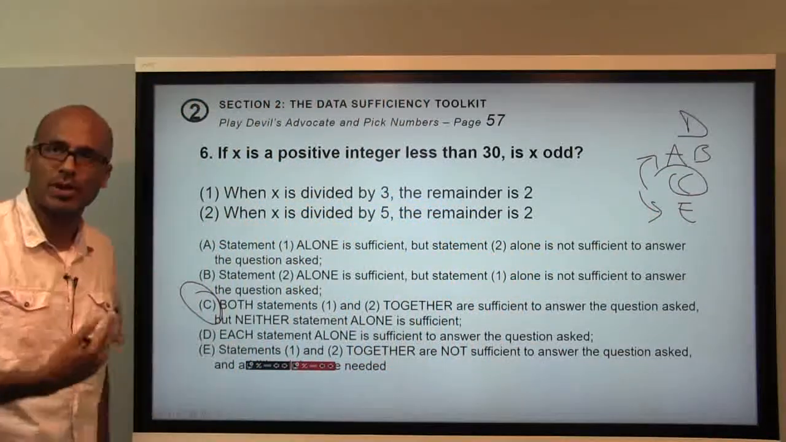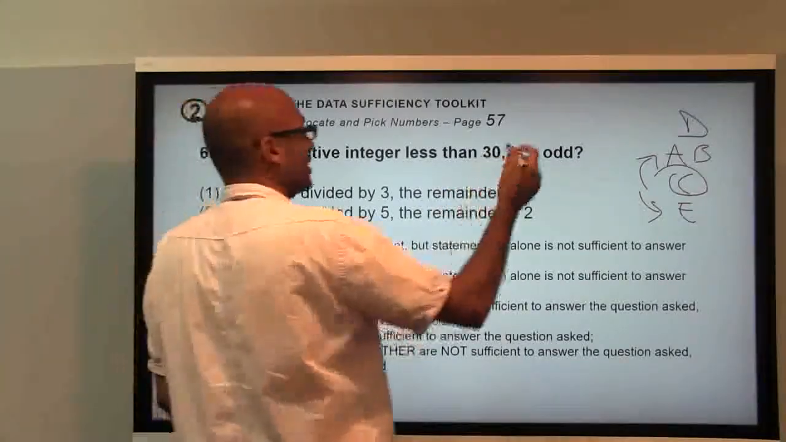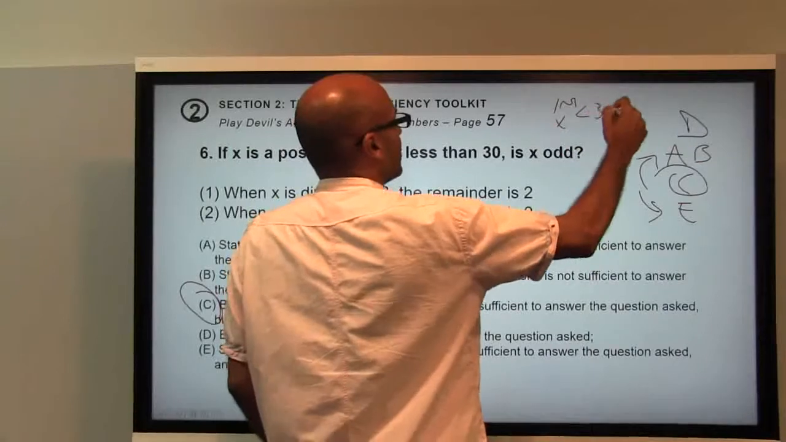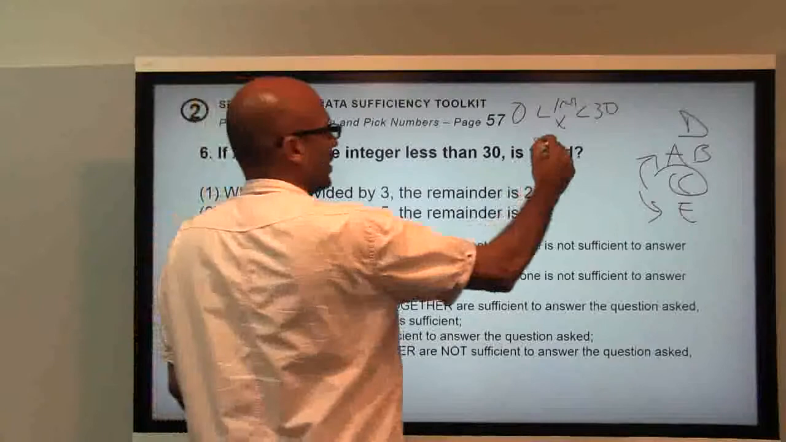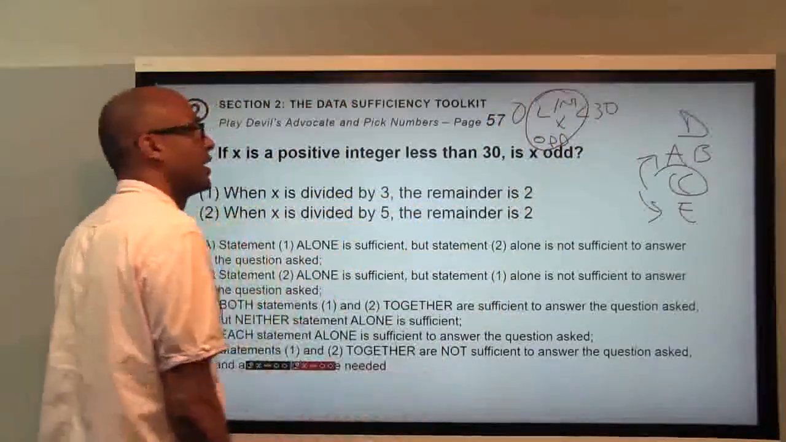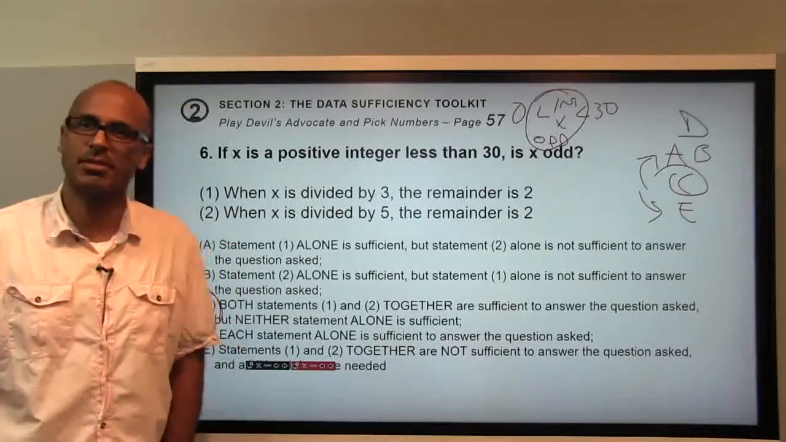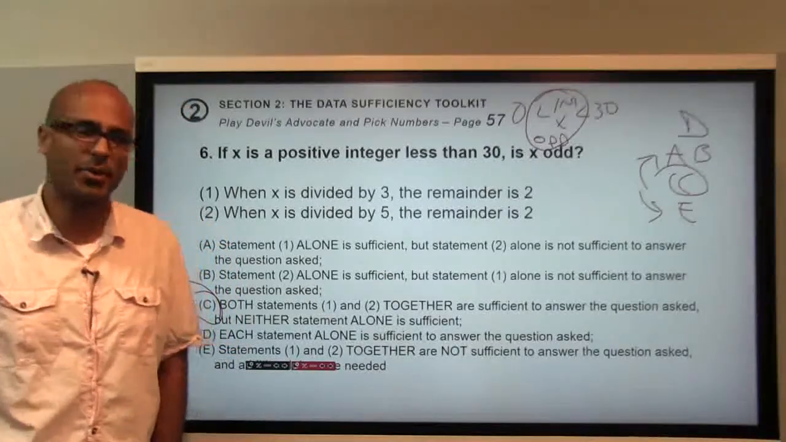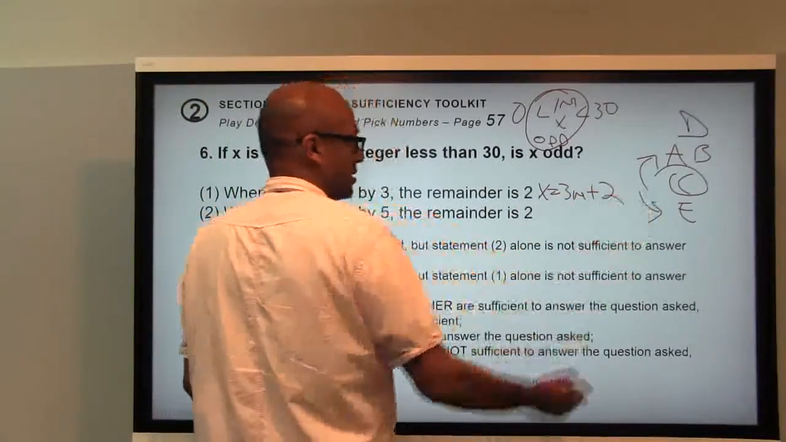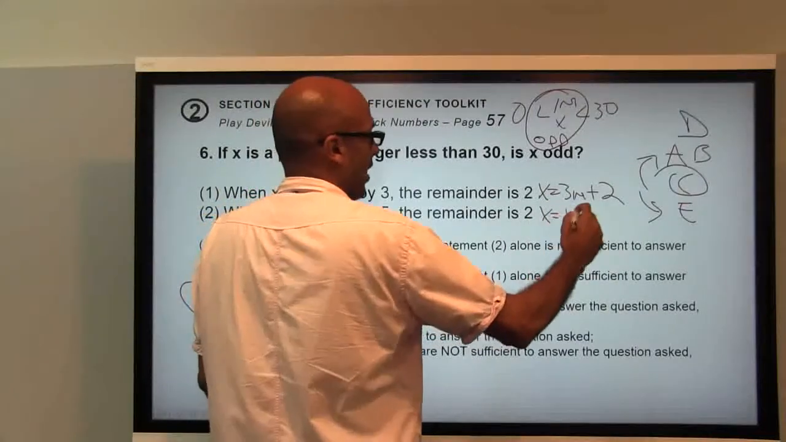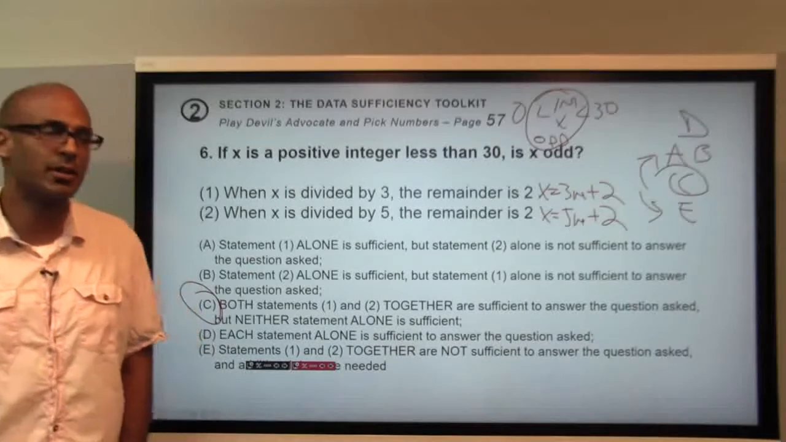Now, let's just break this question down very quickly and figure out which way we want to go. It says if x is a positive integer less than 30. So integer x positive means it's between 0 and 30. It wants to know if it's odd. Okay, that's the question in a nutshell. Statement 1 says when x is divided by 3, the remainder is 2. This is just a multiples question. You know in arithmetic how I like to translate these: x is basically a multiple of 3 plus 2. Statement 2 is the same thing: x is a multiple of 5 plus 2. Remember, that's just INT for integer.